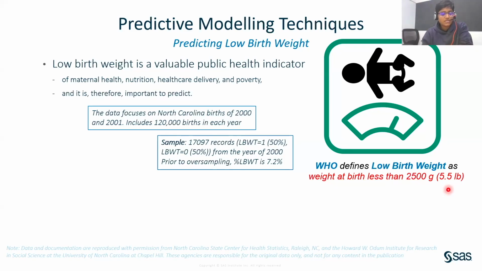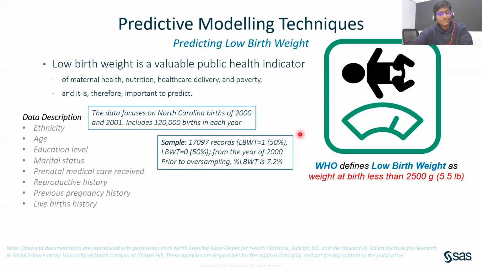Your target variable is LBWT, where LBWT stands for low birth weight. It's 1, which means that the baby that has been born is not satisfying this condition that has been defined by the WHO. And a value of 0 means that it is satisfying this condition defined by WHO. Now, prior to oversampling, the percentage of low birth weight in reality is about 7.2%. So again, predicting low birth weight is an example of an observational study, which is used very heavily in government research.